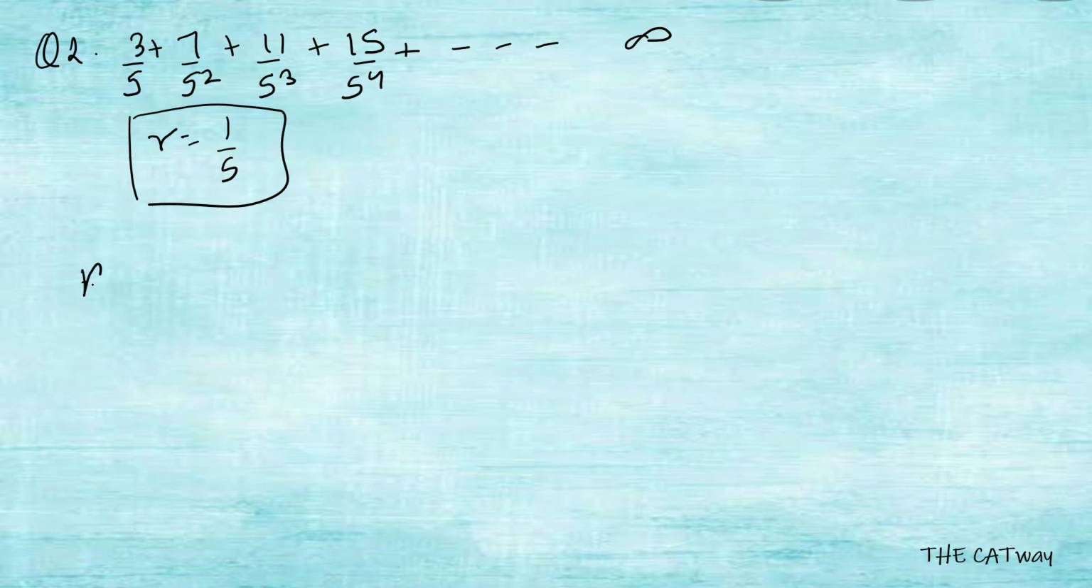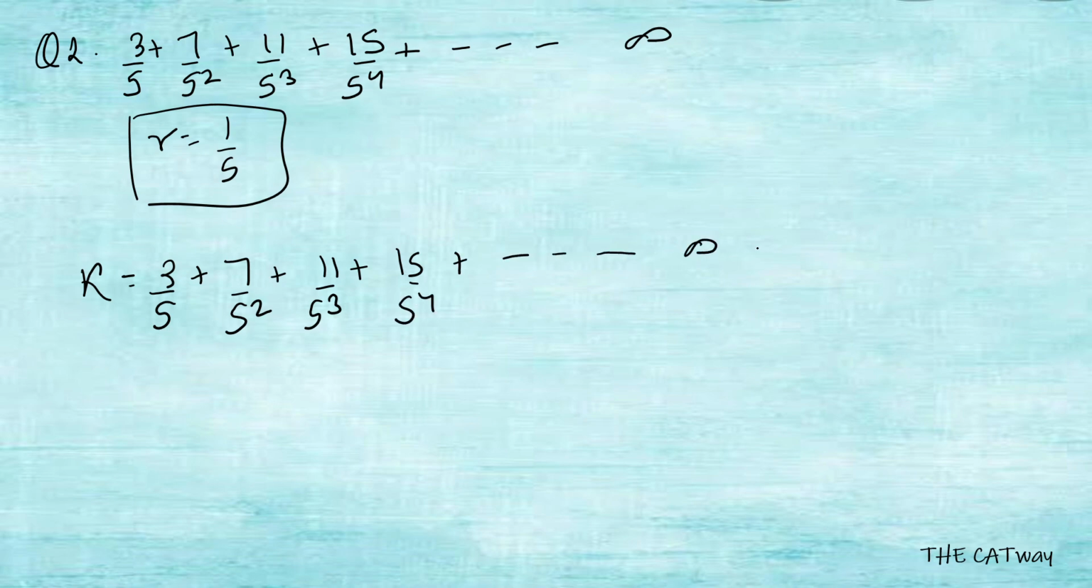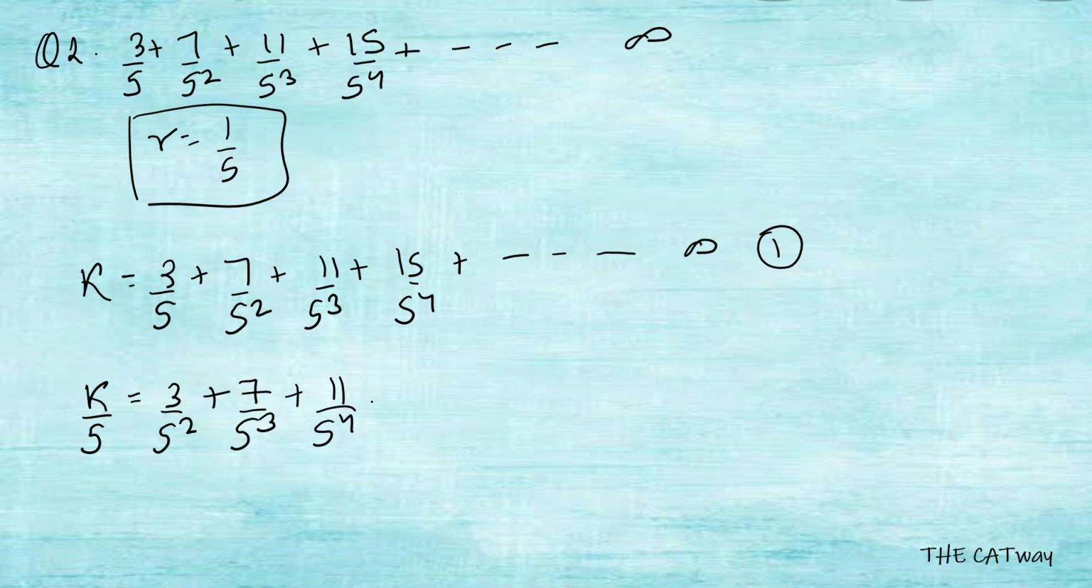Now we have to write the first equation. k is equal to 3 by 5 plus 7 by 5 square plus 11 by 5 cube plus 15 by 5 to the power 4 and so on up till infinity. That is our equation 1. For equation 2, we have to multiply equation 1 with the common ratio. So what do we get? We get k divided by 5 is equal to 3 divided by 5 square plus 7 divided by 5 cube plus 11 divided by 5 to the power 4 plus 15 up till infinity. Okay, so this is our equation 2.